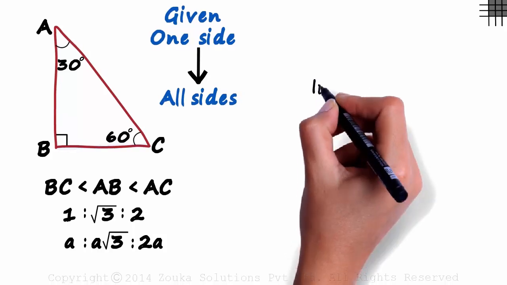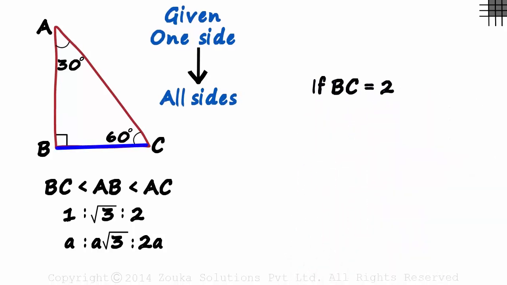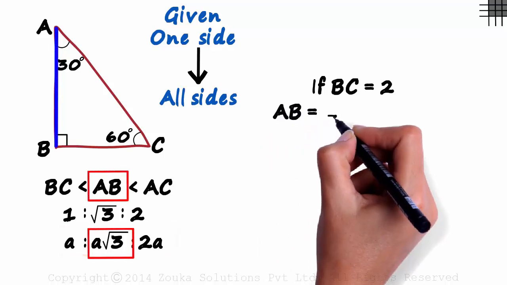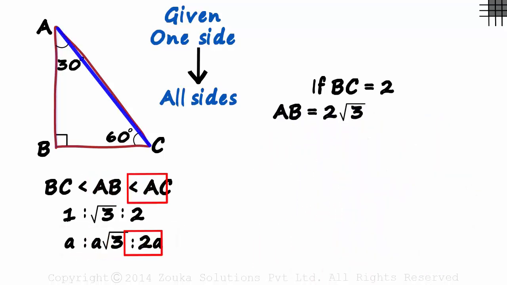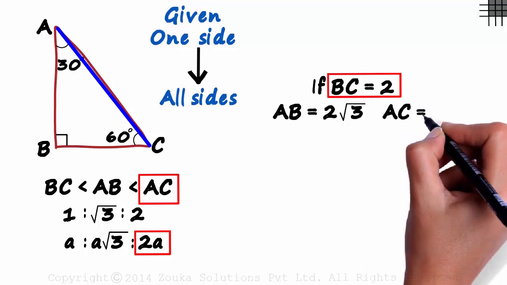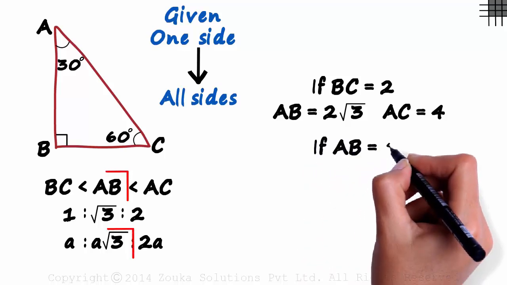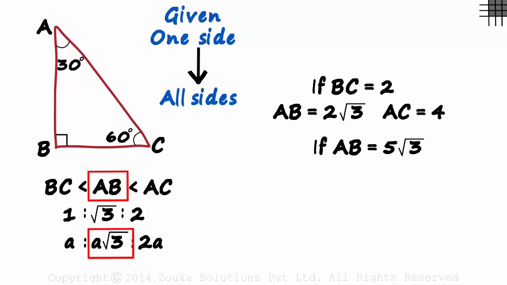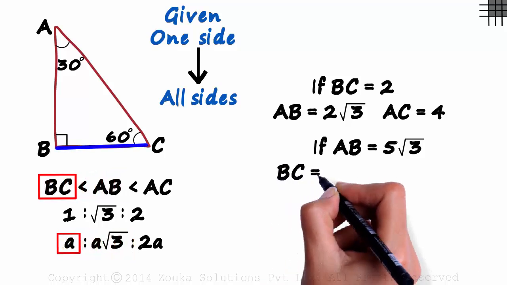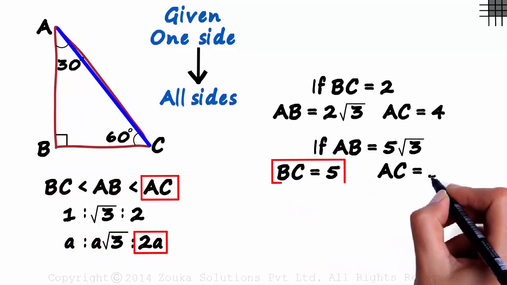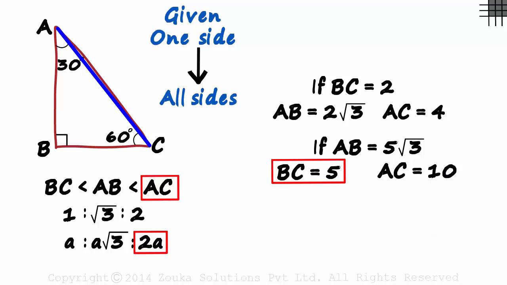Let's say we are given that BC is equal to 2 units. Then based on this ratio, AB will be 2√3. Then AC will be twice this value, which is 4 units. Okay, here's another one. What if we are given the length of AB as 5√3 units? BC will be 5 units and AC will be twice of 5, which is 10 units.